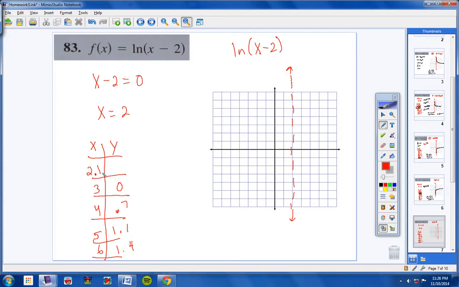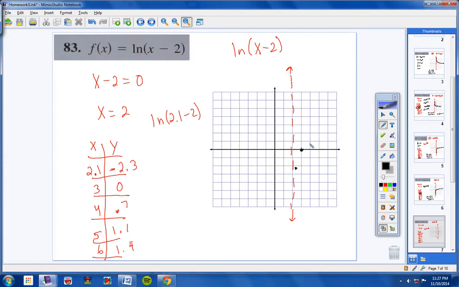And how about 2.1? Well, let's see. Natural log of 2.1 minus 2. Okay, let's see what we get. Natural log of 2.1 minus 2. And we're getting -2.3. So here we go. We go to 2.1 and down 2.3. About right here. And then 3 would be at 0.